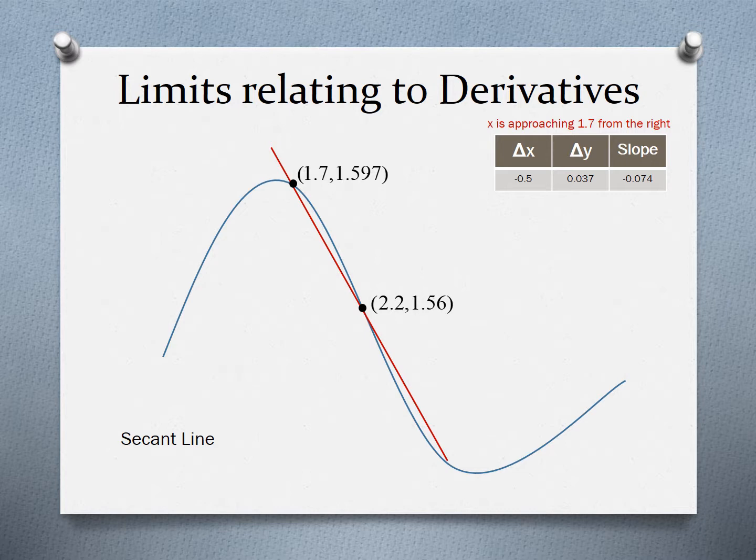So notice how the difference in my x values, that 1.7 and 2.2, if I subtract those, I'm going to get negative 0.5, and if I subtract my y values, I'm going to get 0.037. This is my change in x and my change in y. And remember how you describe slope. You just divide your change in y by your change in x. So the slope of this line is a negative slope, negative 0.074. No surprise, the red line has a negative slope.